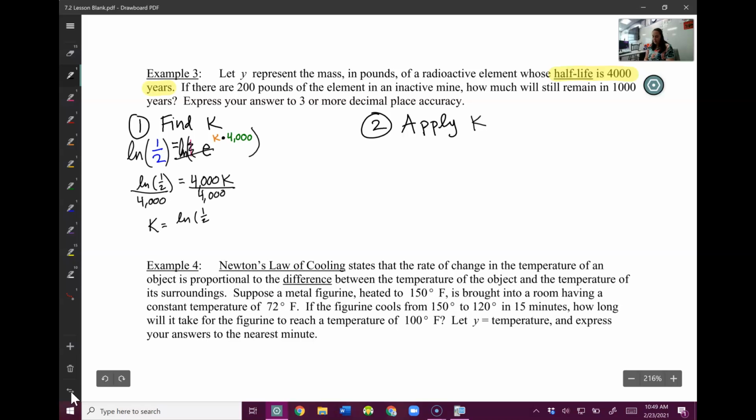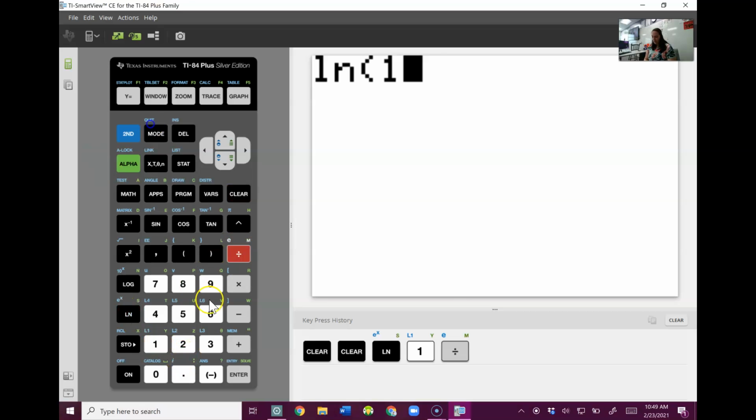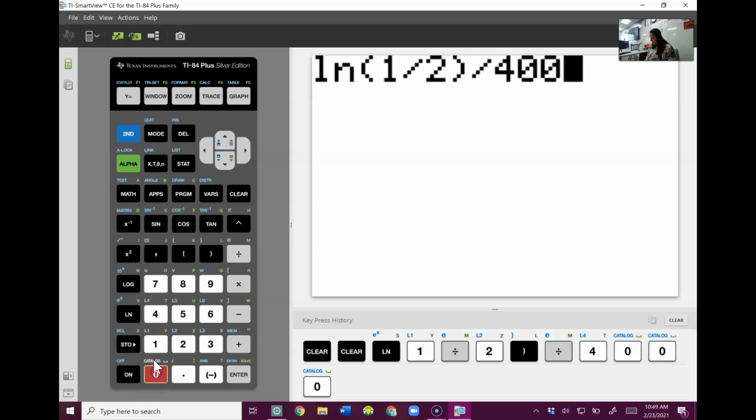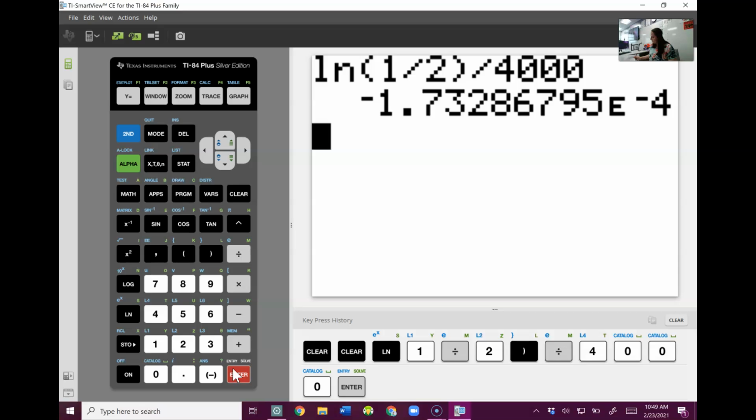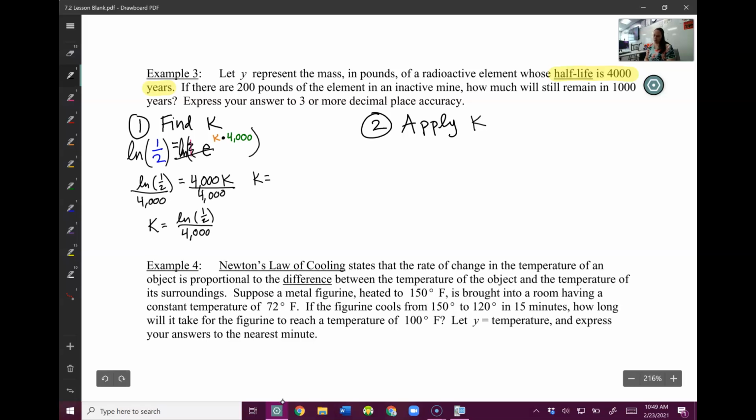Now, this is a really big calculus trick. If I open up my calculator and I type this in, ln of 1/2 divided by 4,000, enter. I have this gross big long decimal. If you round that decimal, I guarantee you will get this problem wrong, because our final answer over here needs to be accurate to 3 decimal places. And if you round anywhere in the middle, this final answer is not going to be accurate.